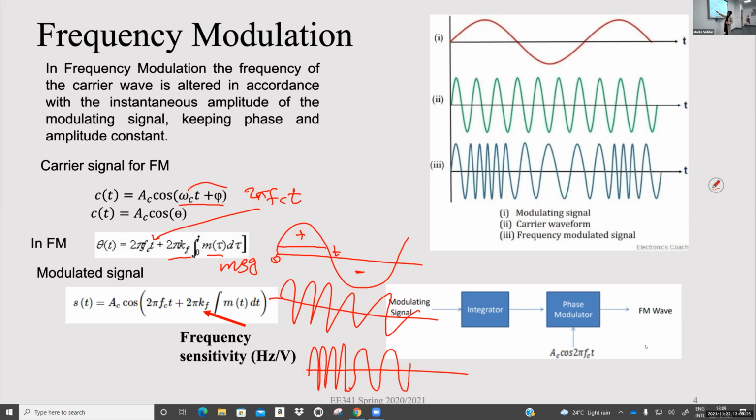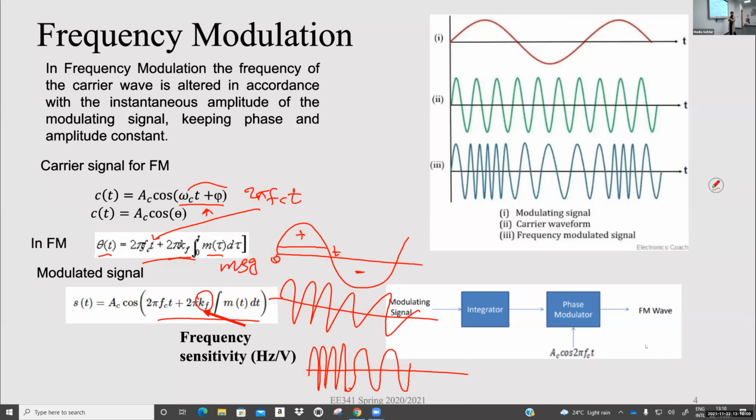Then my modulated signal is A_C cosine of this theta. I put theta here, and then I get this equation: A_C cosine of 2 pi f_c t plus k_f times the integral. Here, k_f is a constant. This is the frequency sensitivity, also known as the voltage to frequency control ratio. How much sensitivity means how much variation in the carrier will occur due to my message signal. This will be defined by k_f.